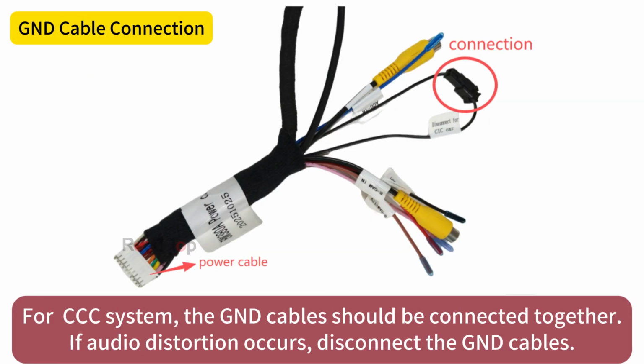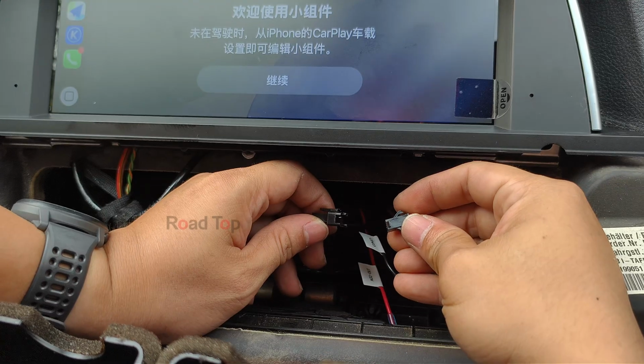For CCC system, the GND cables should be connected together. If audio distortion occurs, disconnect the GND cables.